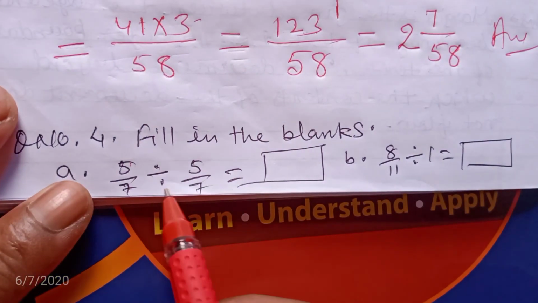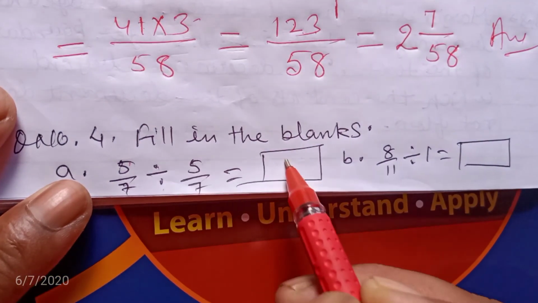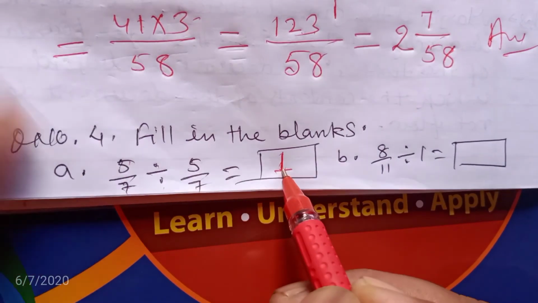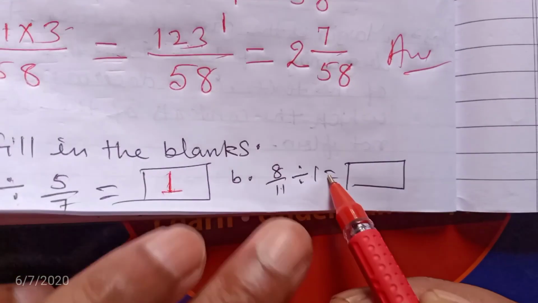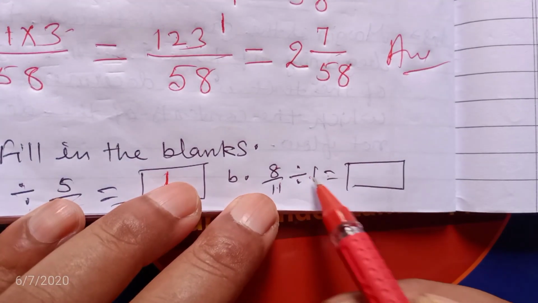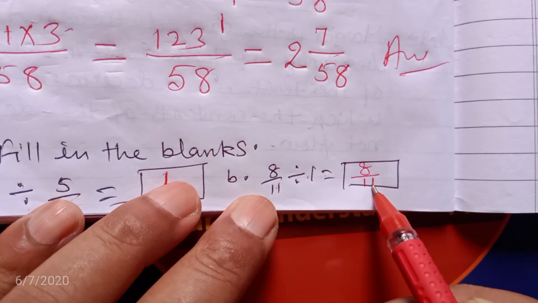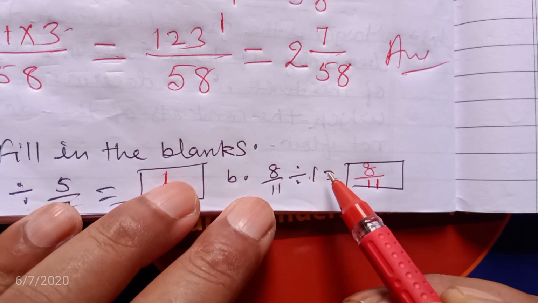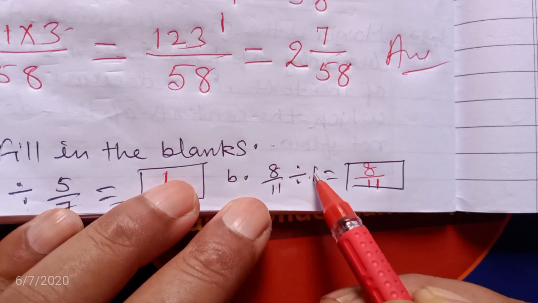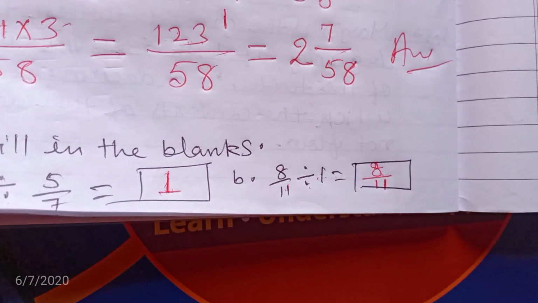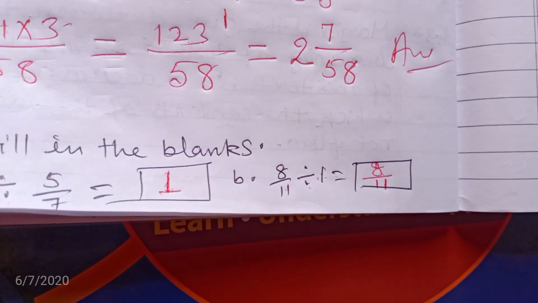Now you can look at some fill in the blanks using the properties. 5 by 7 divided by 5 by 7 equals 1. Property, students: any fraction divided by itself is 1. 8 by 11 divided by 1. So any fraction divided by 1 is the fraction itself, as in whole numbers. Any number divided by 1 is the number itself. So any fraction divided by 1 is also the fraction itself. So you can do like this.